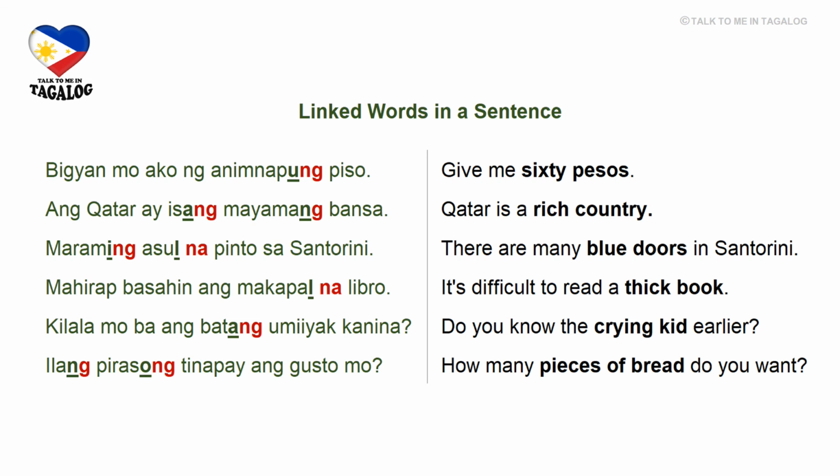Ilang pirasong tinapay ang gusto mo? Ilan is how many. Piraso means piece. Tinapay is bread, and gusto means want. Ilang pirasong tinapay ang gusto mo? How many pieces of bread do you want?